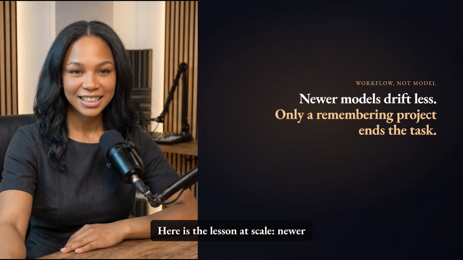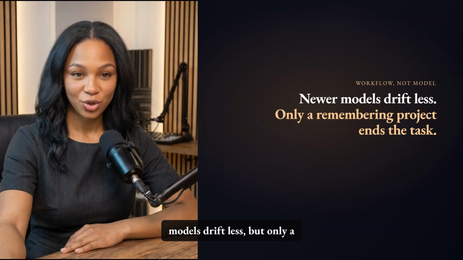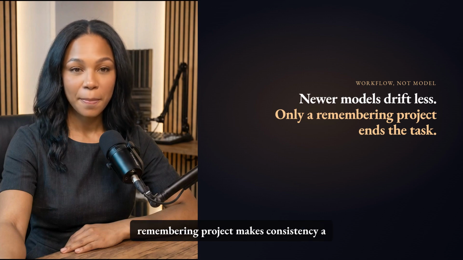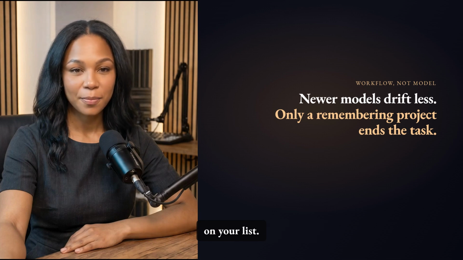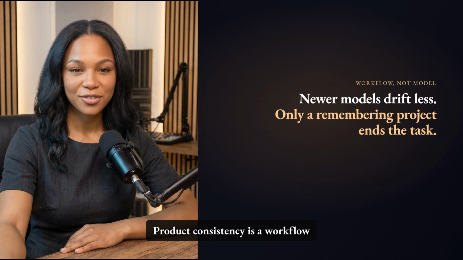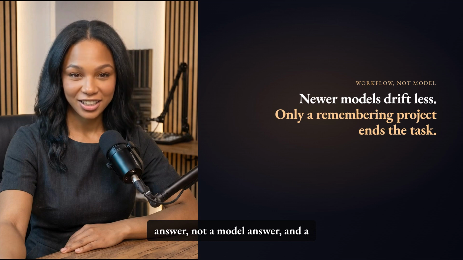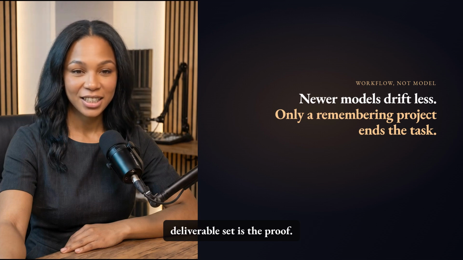Here is the lesson at scale. Newer models drift less, but only a remembering project makes consistency a property of the system instead of a task on your list. Product consistency is a workflow answer, not a model answer, and a deliverable set is the proof.